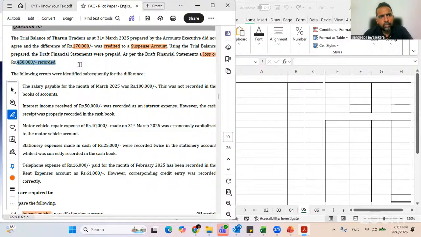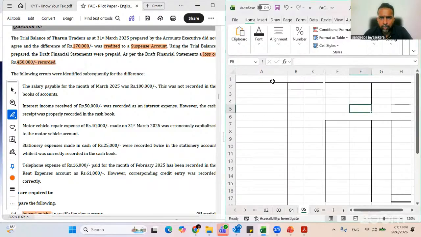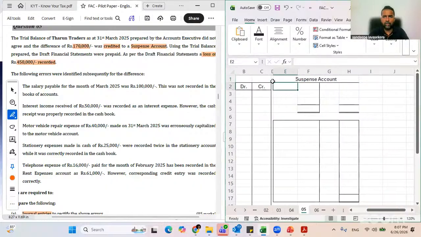Right. So let's prepare the formats first. General journal, debit and credit. Then the suspense account, it has a credit balance. I'm doing it in thousands.